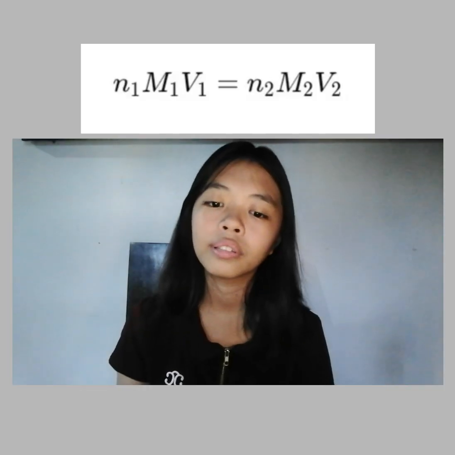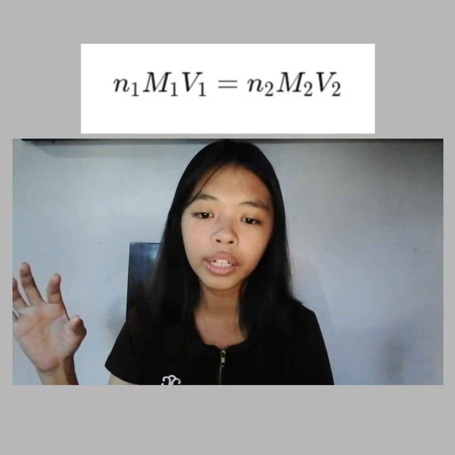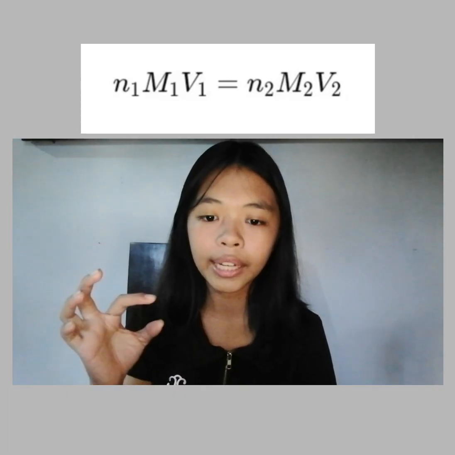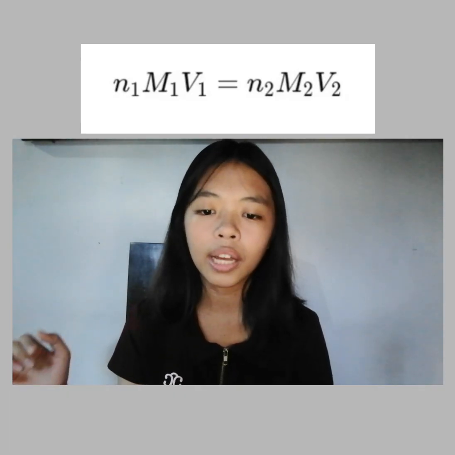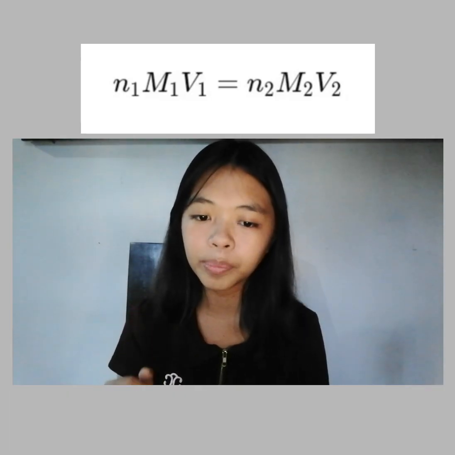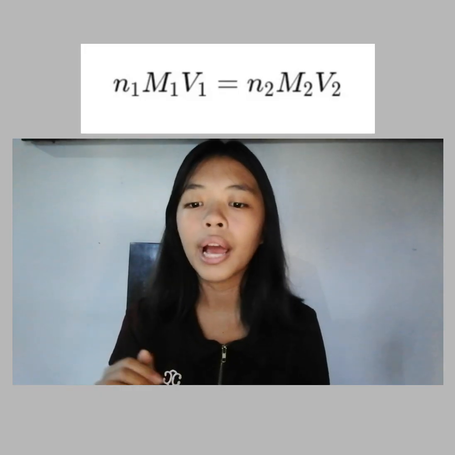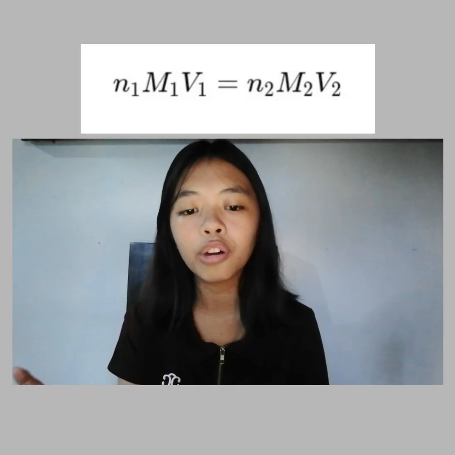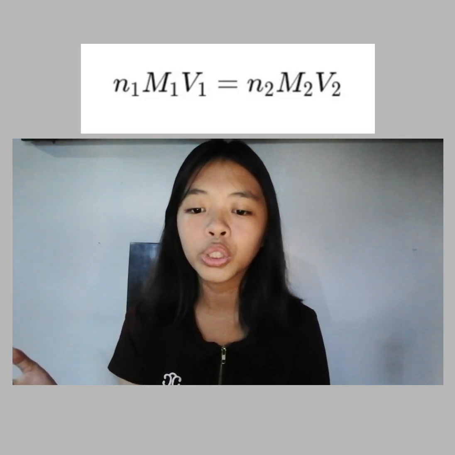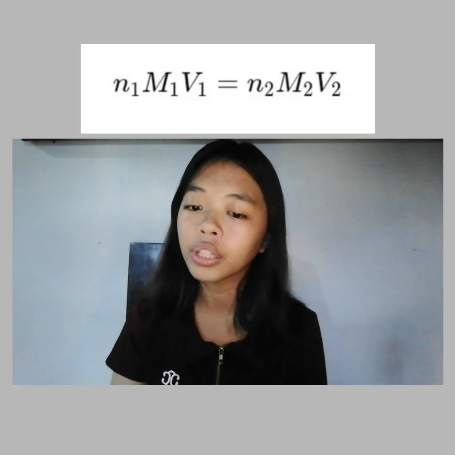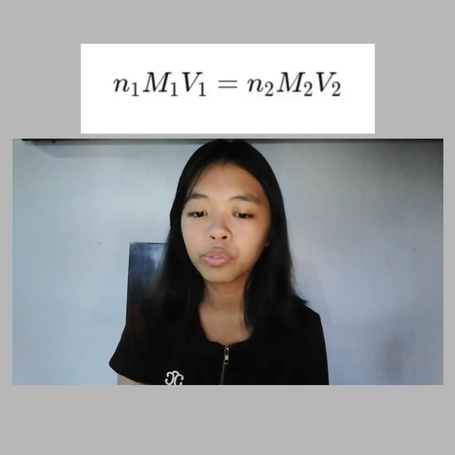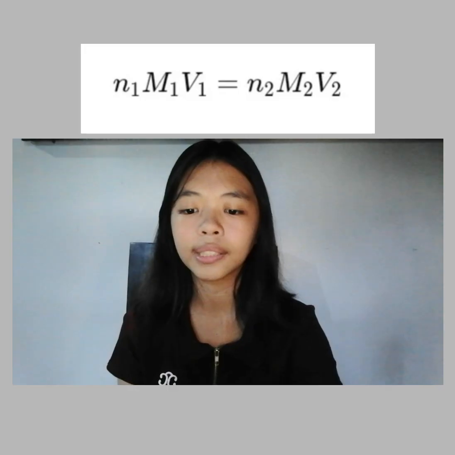the more general form, which is n1M1V1 = n2M2V2, where the n is a small letter, while M and V are uppercase. Here, n1 and n2 represent the number of acidic hydrogens or hydroxide ions that react per molecule. This makes the equation work for all types of acid-base reactions.